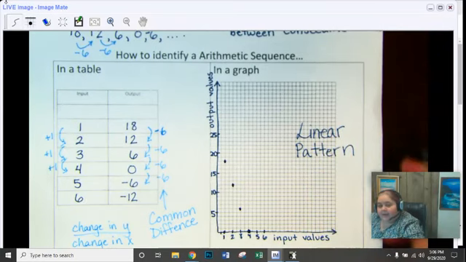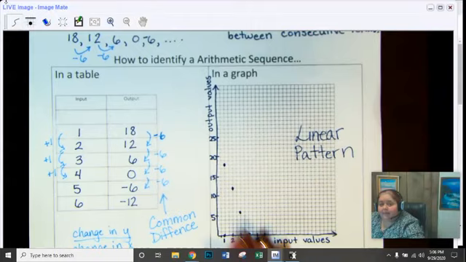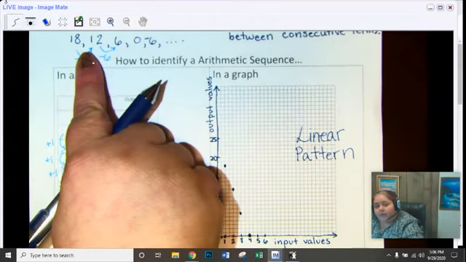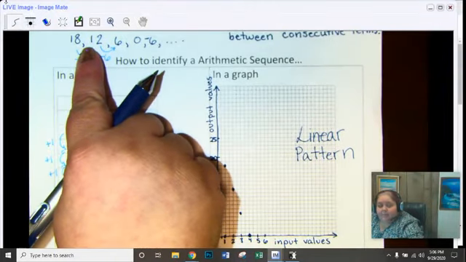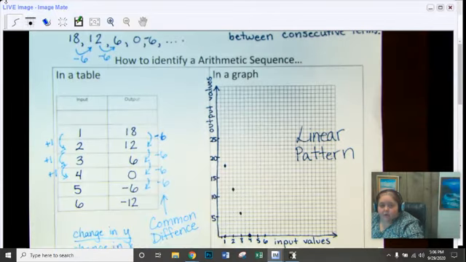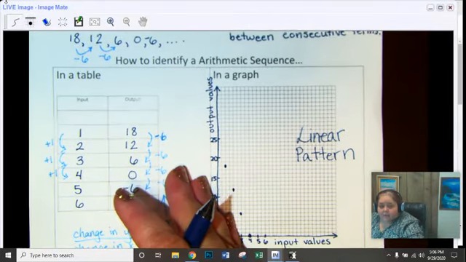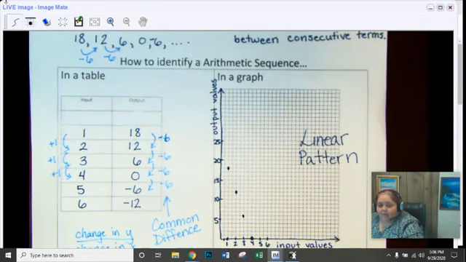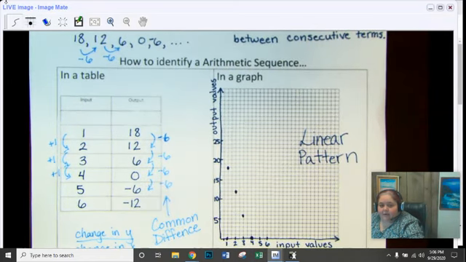Now you don't want to connect these dots because there aren't in-between values here. There isn't anything in between the 18 and 12 in our sequence. They're just a list of numbers, but it does make this linear pattern where the points all line up.